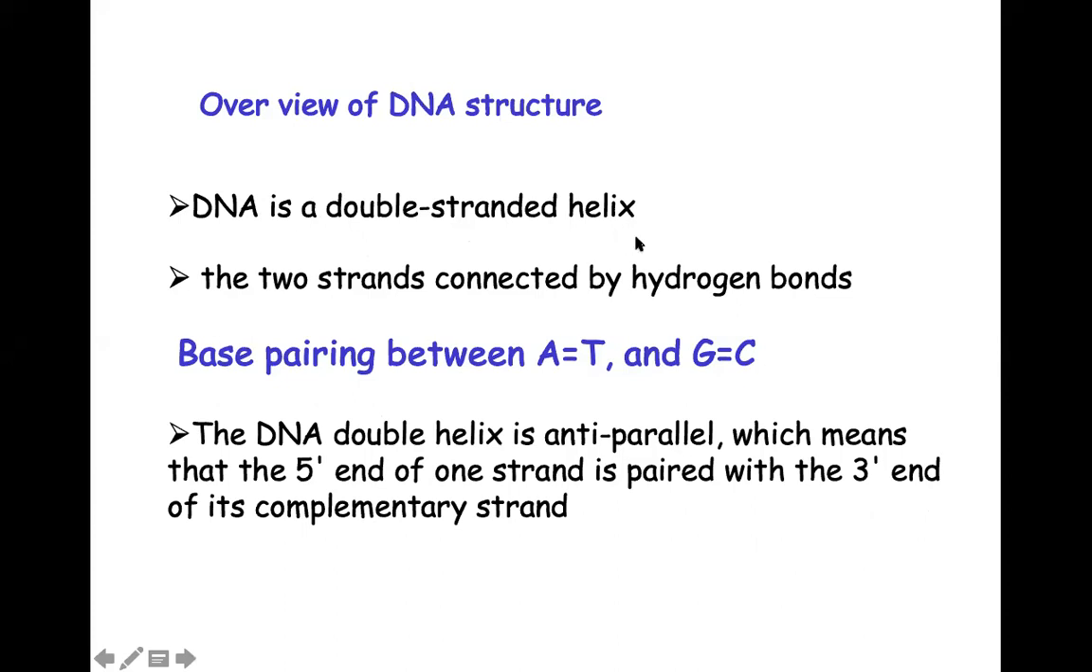DNA is a double stranded helix. The two strands are connected by hydrogen bonds, base pairing between A and T and G and C. The DNA double helix is antiparallel, which means that the 5' end of one strand is paired with the 3' end of its complementary strand. Prime refers to the points in the ribose sugar: 1, 2, 3, which are denoted as prime.